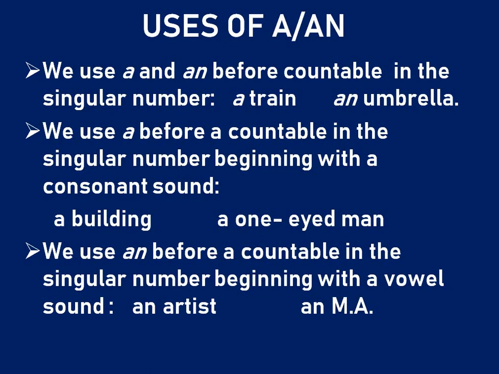Third point, we use an before the countables in the singular number beginning with a vowel sound. Example, artist. So what will we write? An artist. See, in artist, a is a vowel, so an will come. That is not having any issue. Now when we look at an MA, why are we writing an MA? Because M has a vowel sound, em, em, a is coming.